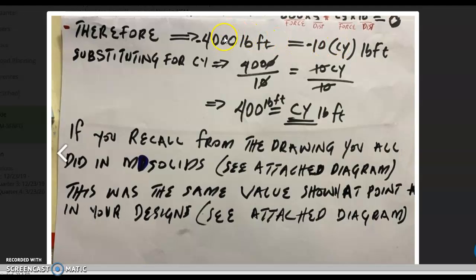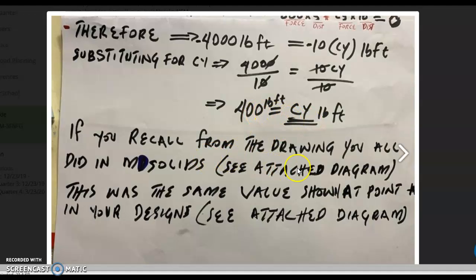If you divide by minus 10 here, you get rid of the minus, then you strike out 0 from the denominator and the numerator. So it's going to leave 400 equals to cy. Now that gives you cy equals to 400 pounds feet.